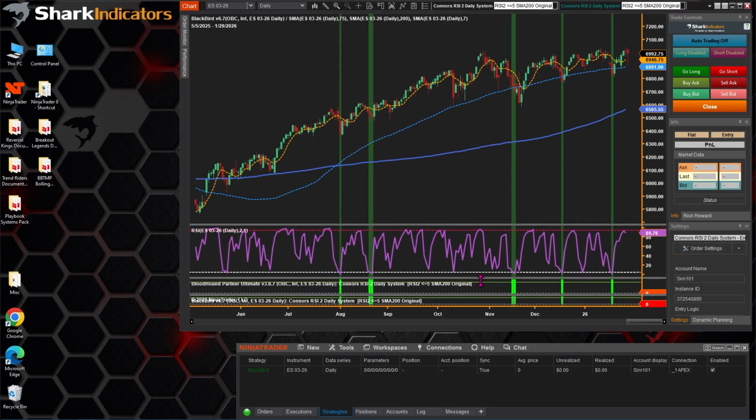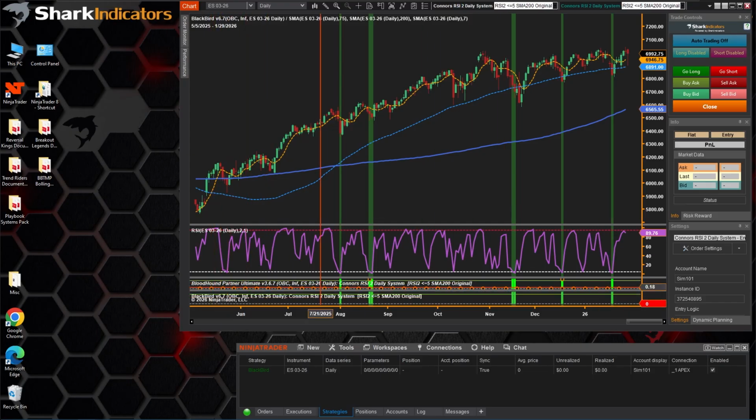There we have it. You'll note when you load in Blackbird that there are two Bloodhounds on your chart. You don't need the Bloodhound one when you have Blackbird on here, so you can just keep the one that says Blackbird, and you can actually remove the one that says Bloodhound. But that's up to you if you want to remove those.